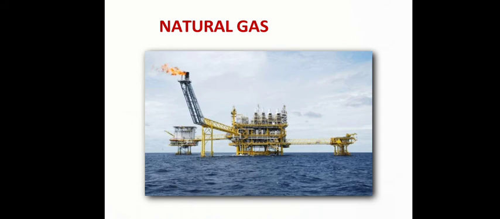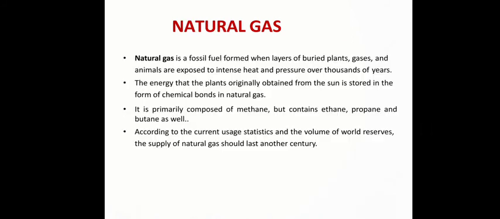Next one is natural gas. It is a fossil fuel formed when layers of buried plants, gases and animals are exposed to intense heat and pressure over thousands of years. The energy that the plants originally obtained from the sun is stored in the form of chemical bonds in the natural gas. It is primarily composed of methane but contains ethane, propane and butane as well.